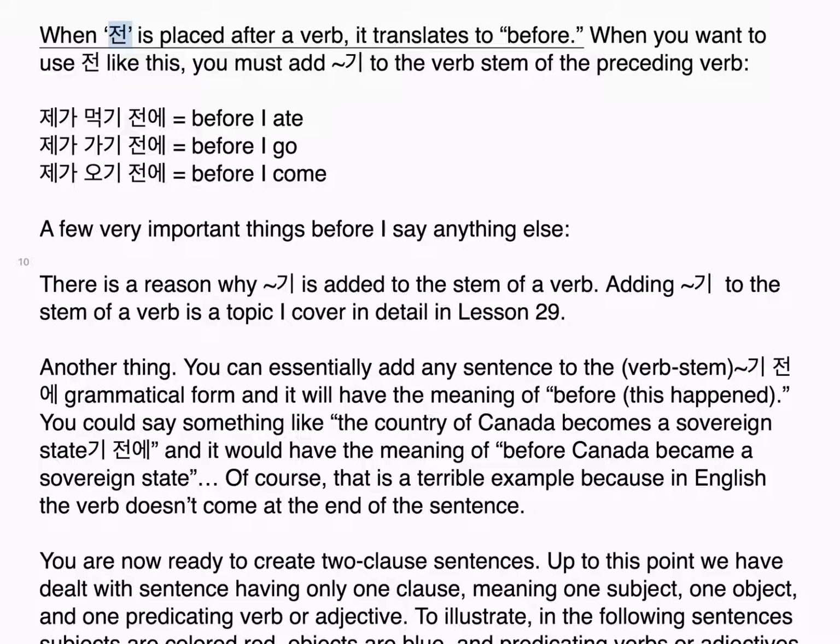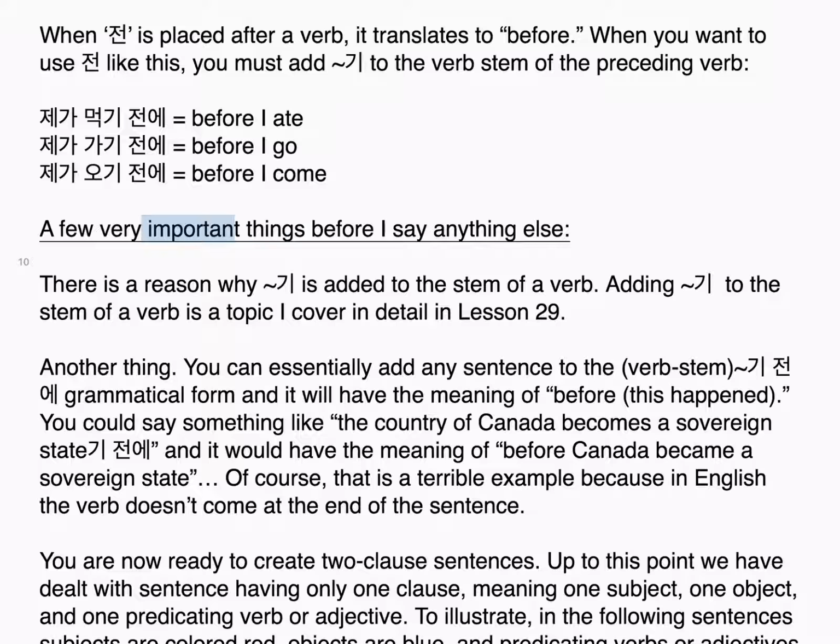When 전 is placed after a verb, it translates to before. When you want to use 전 like this, you must add 기 to the verb stem of the preceding verb. 제가 먹기 전에, before I ate. 제가 가기 전에, before I go. 제가 오기 전에, before I come.